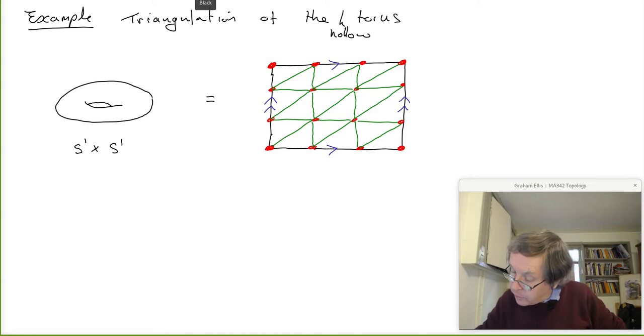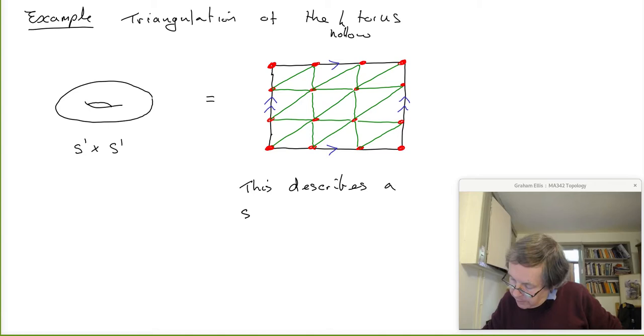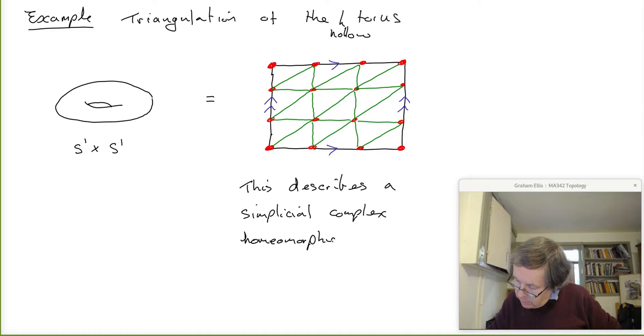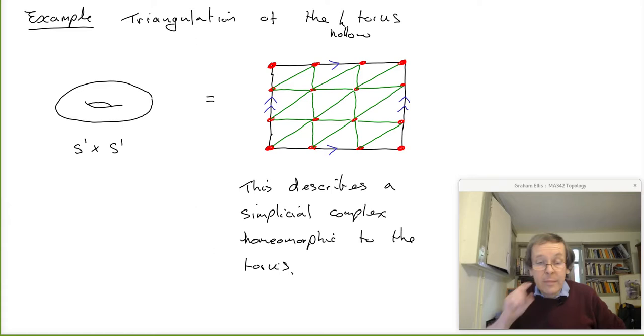So this describes a simplicial complex consisting of vertices, edges, and two simplices, which is homeomorphic to the torus. Any questions on that example?